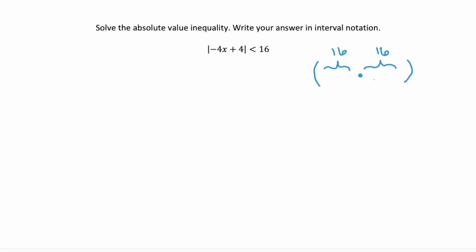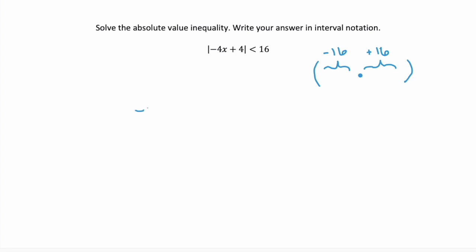So it's almost like this person's on house arrest. They can't go further than 16 units. Remember, when you go to the right, that's a positive 16. And if we go left, it's a negative 16. So we have two different inequalities to solve.